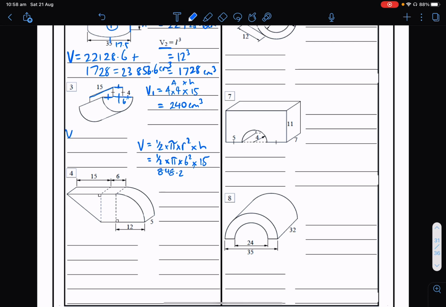so we get 848.2. So volume is going to be 240 plus 848.2. So we get 1088.2, what's that, centimeters cubed. Okay.